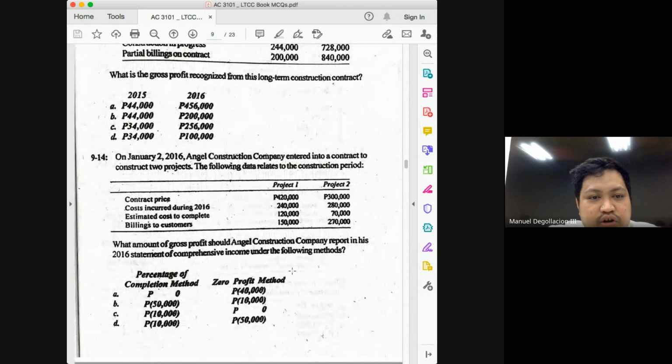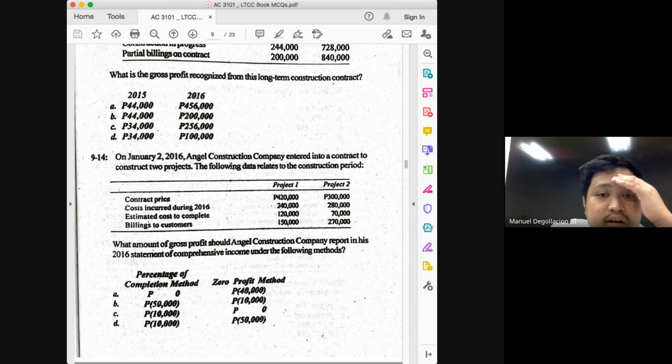9-14, what's the question? What amount of gross profit should the company report in its income statement under the following methods? Okay. 2016. We have two projects here. Project 1.